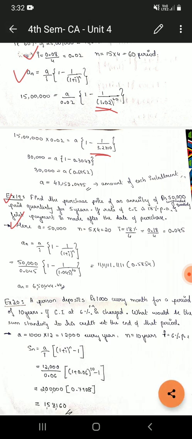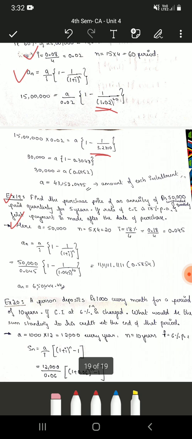For today the last problem is: a person deposits rupees 1000 every month for a period of 10 years. If compound interest at 6% per annum is charged, what would be the sum standing to his credit at the end of that period? So in this question there is a person who deposits rupees 1000 every month, for 10 years, and the interest is charged at 6% per annum. This type of question is also asked in your previous year question papers. At the end they have asked to find out the total sum accumulated at the end of 10 years.